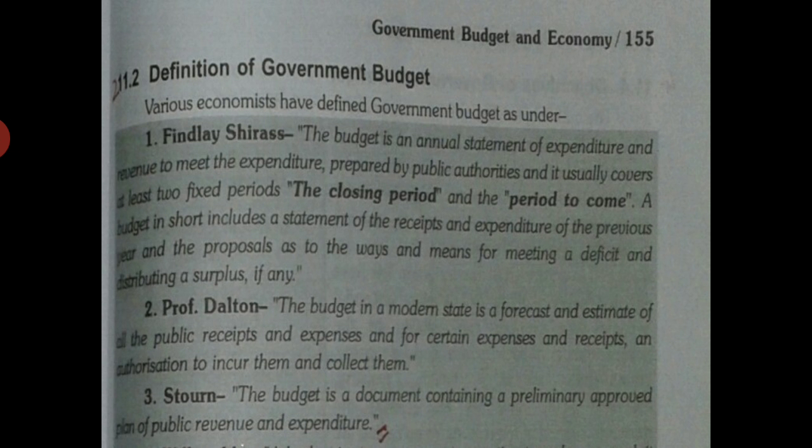You can have a look at some definitions of government budget. This is an annual statement of expenditure and revenue to meet the expenditure, which is prepared by the public authorities, and it usually covers at least two periods, the closing period and the period to come. So in short, it includes the statement of receipts and expenditure.